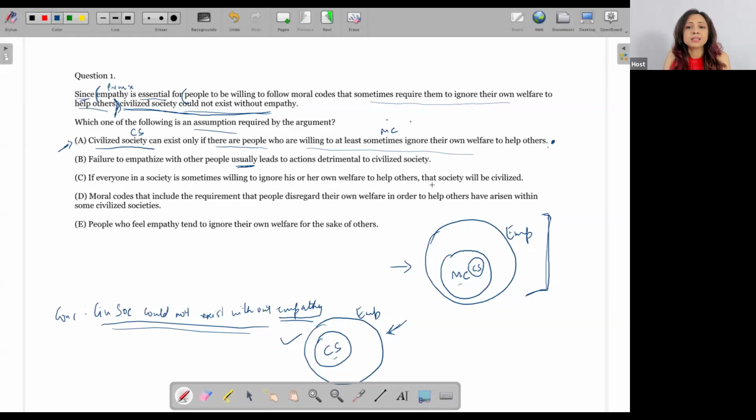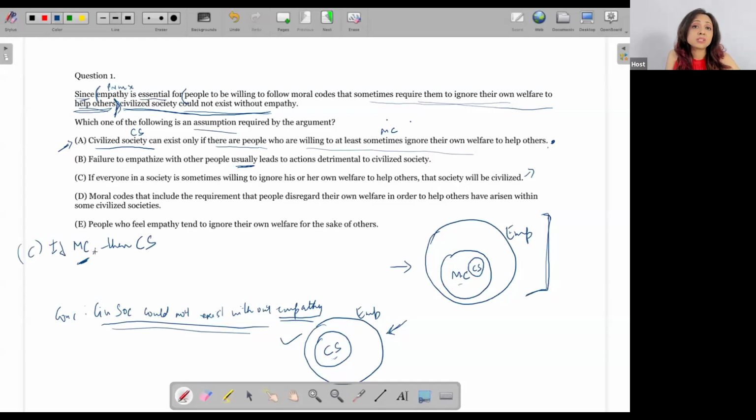Then C: if everyone in a society is sometimes willing to ignore his or her own welfare to help others, that society will be civilized. The word civilized appears over here, so that makes me think it could be a little valid, right? Because I'm looking for an assumption which talks about civilized society. What does it say? If everyone in a society is sometimes willing to ignore his or her own welfare, so pretty much I'm talking about the MC. So I'm saying if MC, then that society will be civilized. It is an if condition, so this says if MC, then civilized society, right?